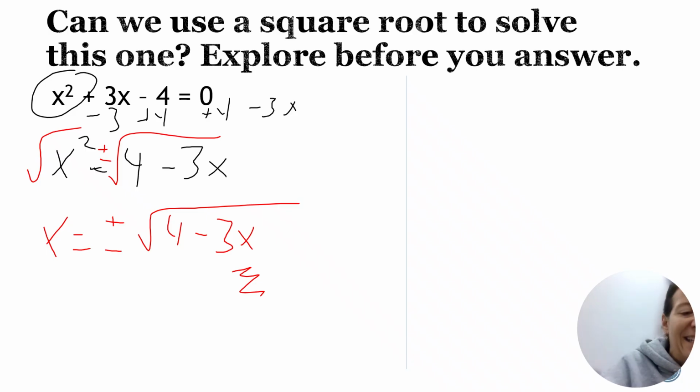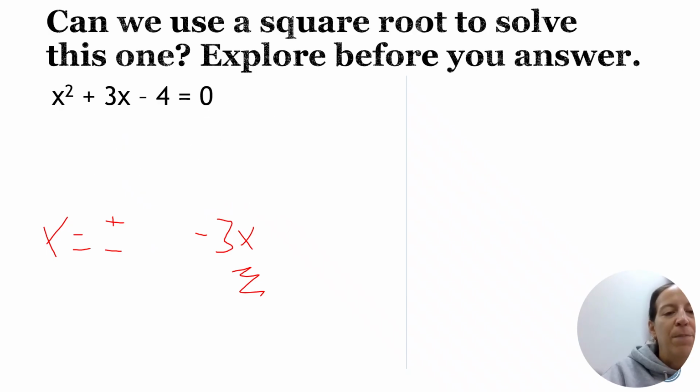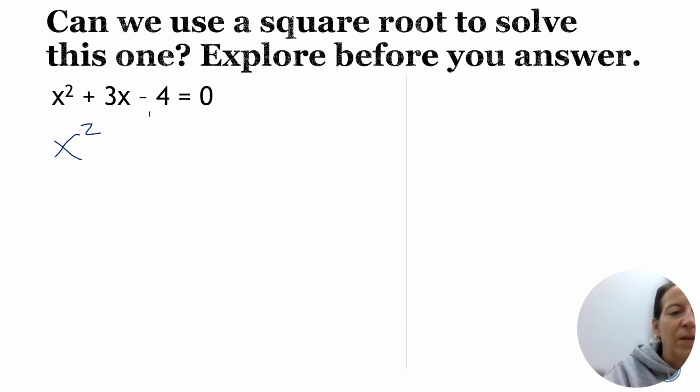You're like, okay, that maybe didn't work. Maybe that's one of the things you tried to do. Maybe you tried to keep all the x's together. Okay, so you might have tried this. So maybe you added the 4 to both sides, and you had x squared plus 3x equals 4, and then you tried to square root it.